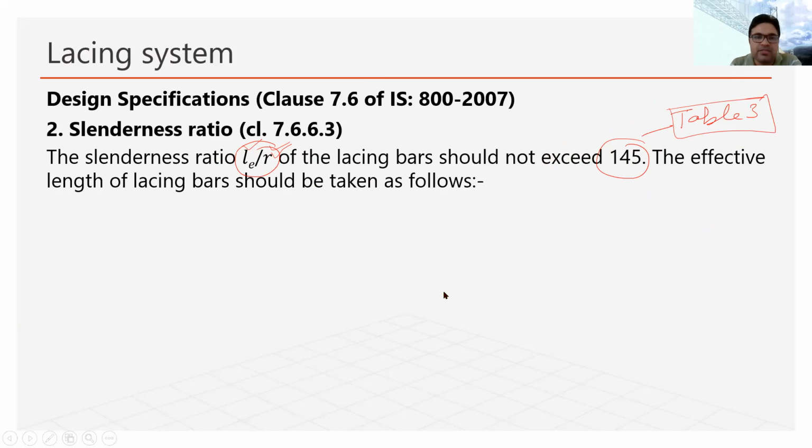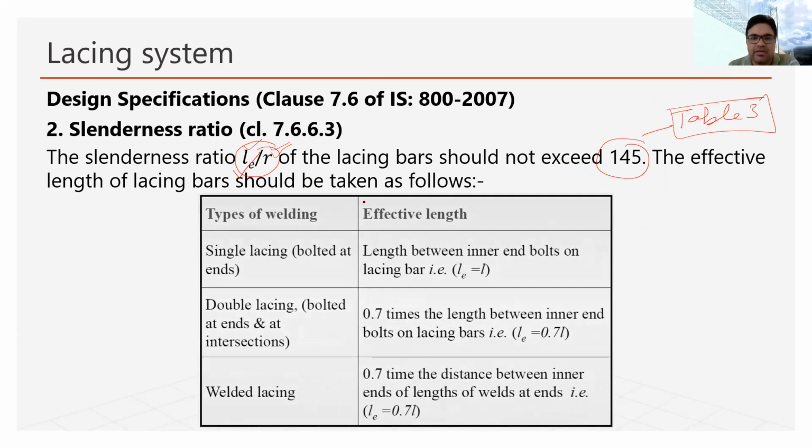And also the value of effective length in the lacing bar can be calculated as per IS code recommendations. So in this case it says when there is a single lacing, effective length of lacing bar will be equal to the actual length of lacing bar. I am again talking about this length, this one. This is the actual length and LE is the effective length. So in this case LE will be L.